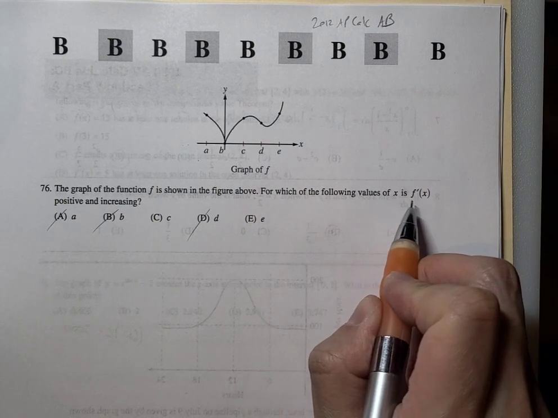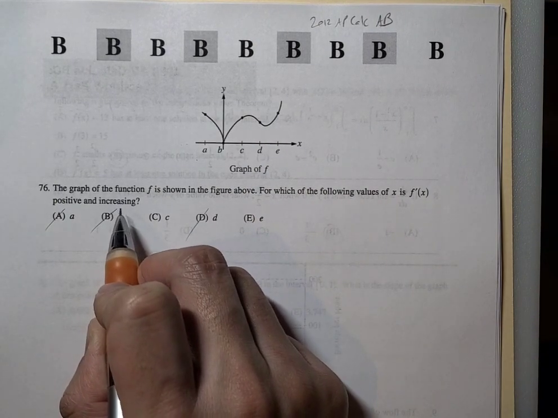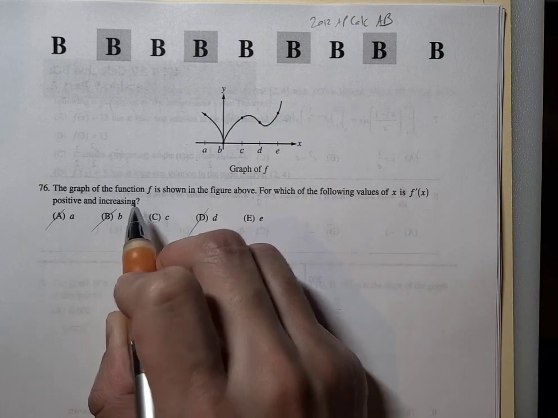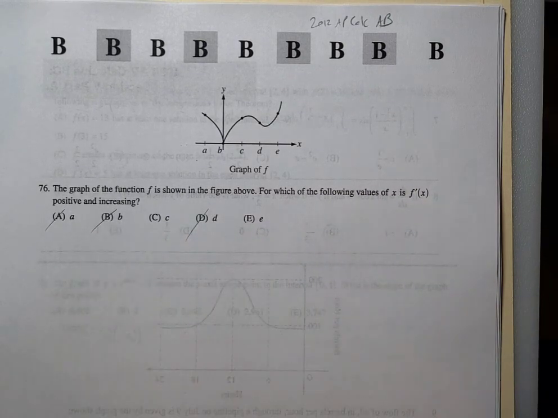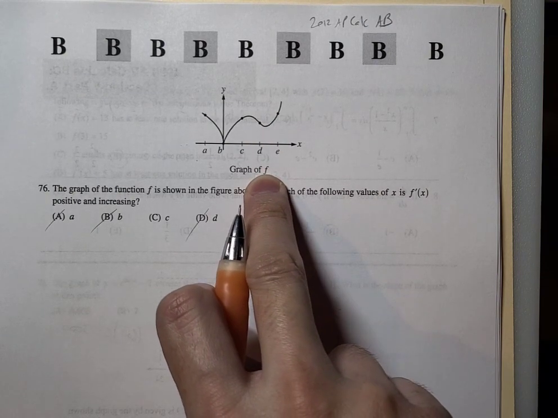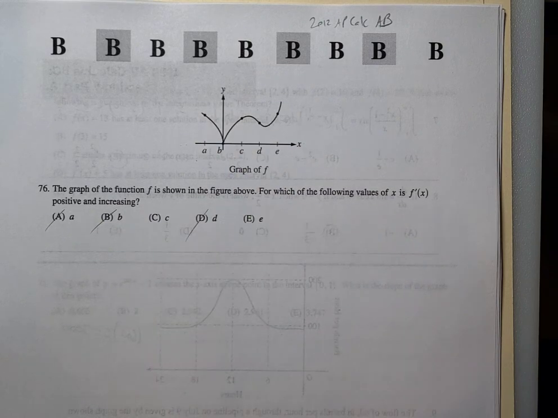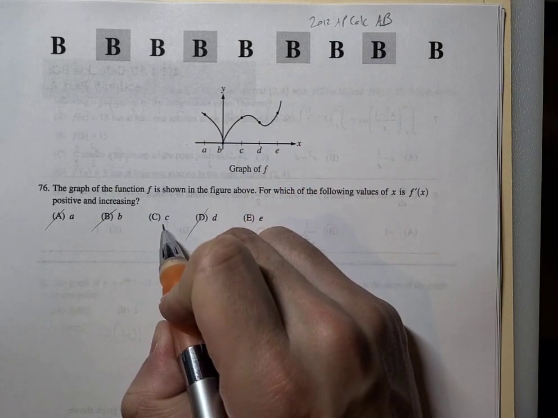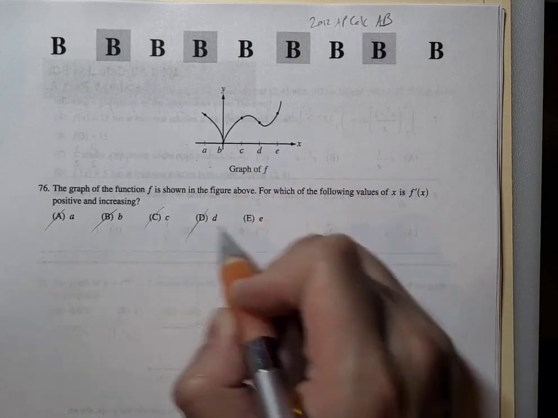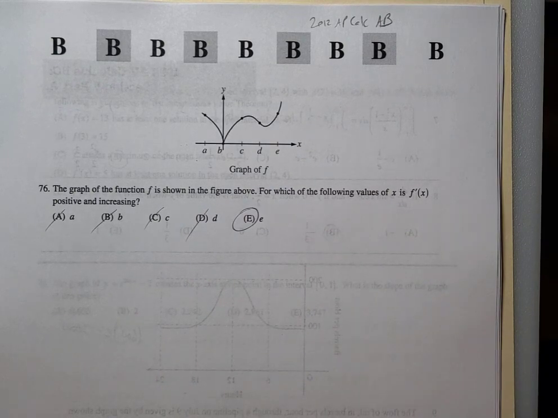So when is f prime increasing? Well, when f prime is increasing, the second derivative is positive. When the second derivative is positive, that means f is concave up. So is it concave up at C? No, it's concave down. So our answer is E.